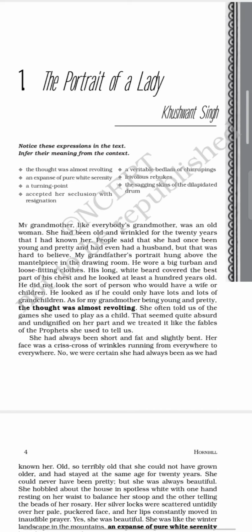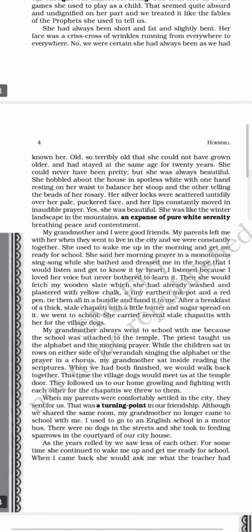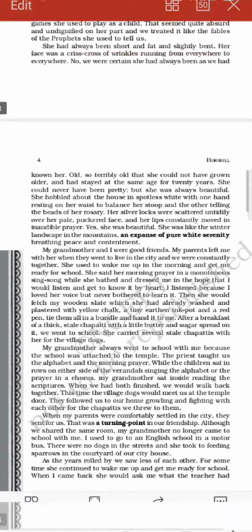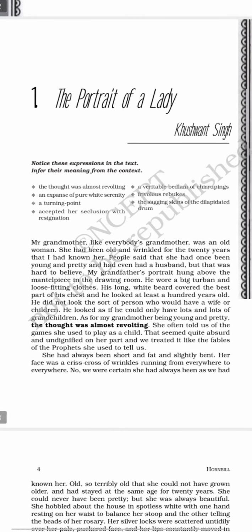Yeah. So it's just about a boring author who has a boring grandmother. She's old and wrinkled, and then she wears a white sari, and then she dies. The end. So that's the summary of this story. So let's just go line by line.